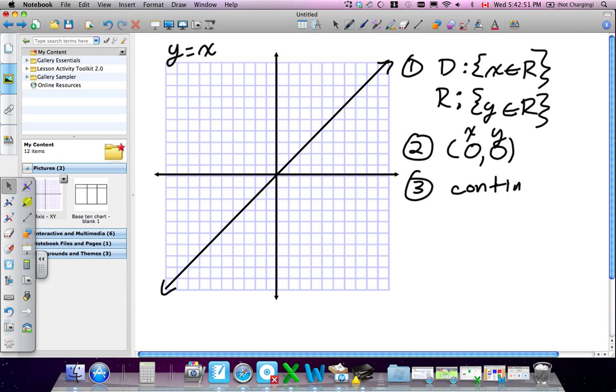Continuous, okay? 4. Intervals of increase and decrease. Now, this is a constantly increasing function if we're heading to the right. So when we're heading in a positive direction, it increases. And if we head in a negative direction, this function decreases. Now, I know I only used symbols, but does that kind of make sense to you?